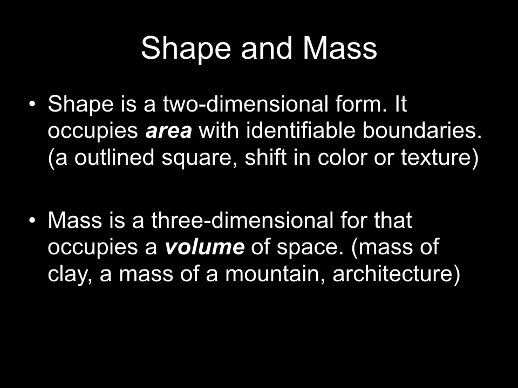All right, so the next elements of art that we're going to talk about are shape and mass. We usually talk about shape and mass together because shape is a two-dimensional form. It occupies an area with identifiable boundaries, an outline, a square, or a shift in color or texture, while mass is a three-dimensional artwork that occupies a volume of space. So a mass of clay, the mass of a mountain, architecture. So you can think about it basically as a flat piece versus a piece that has volume. So let's look at a couple examples.